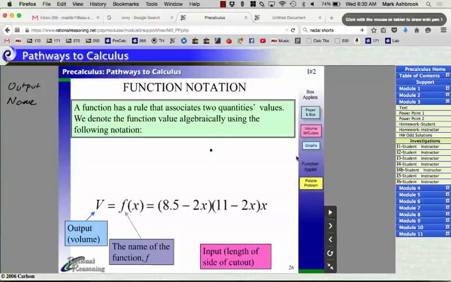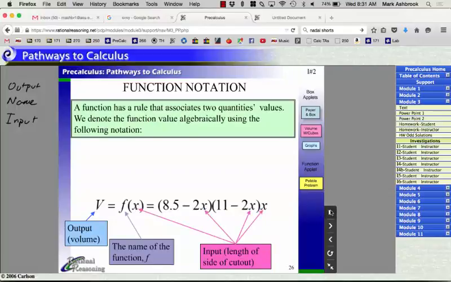The input, and where does the input show up in this notation here? Well, it shows up in a couple places. It shows up here in this f of x. So the f of x in the parentheses, the x is the input. But then it shows up in the rule too, because the rule is the formula that cranks on that input value to give us the output value.